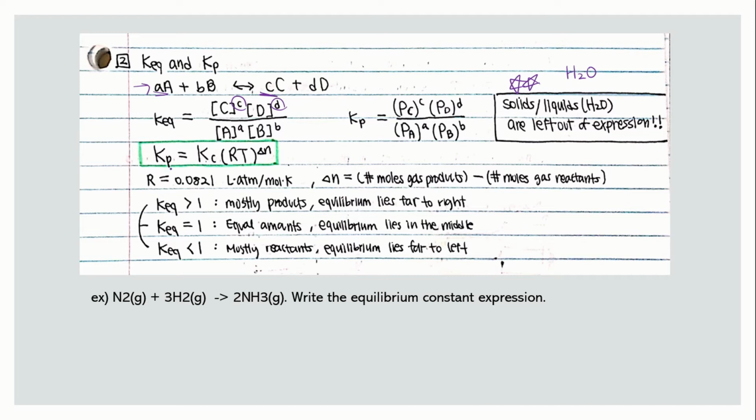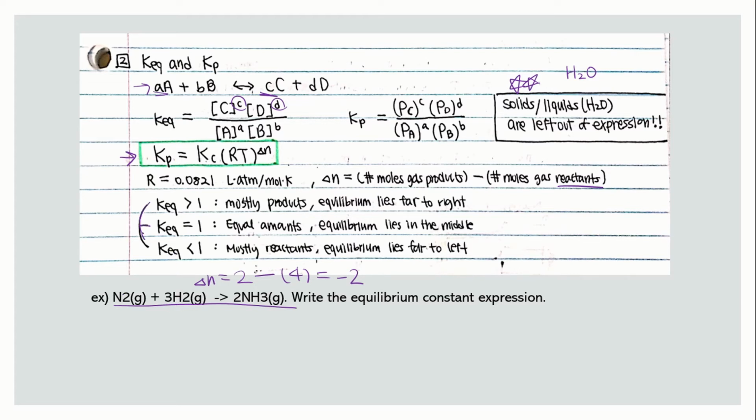And you can calculate Kp or Kc if you only know one of them with this formula. Kp equals Kc times RT to the delta n. And delta n is the number of moles of gas products minus the number of moles of gas reactants. So for example, for this equation, delta n would be 2 minus (1 plus 3), 4, so negative 2. Because there are 2 moles of gas products and 4 moles of gas reactants in total.